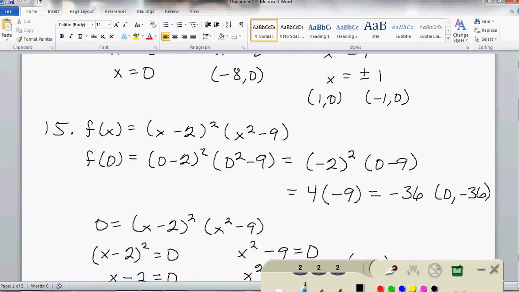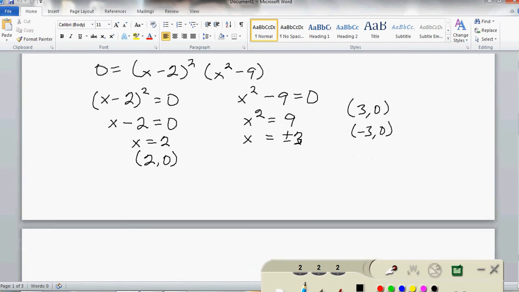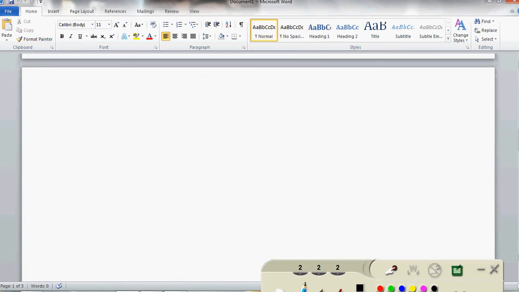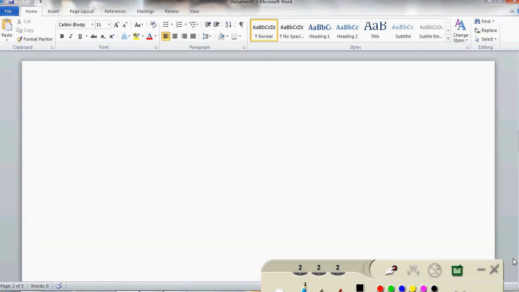Question 16 says, find the power function that the graph of f resembles for large values of absolute value of x. Now what this means is, how does it behave in the end? Does it go to infinity? Does it go to negative infinity? Or does it go one way to infinity and the other way to negative infinity?